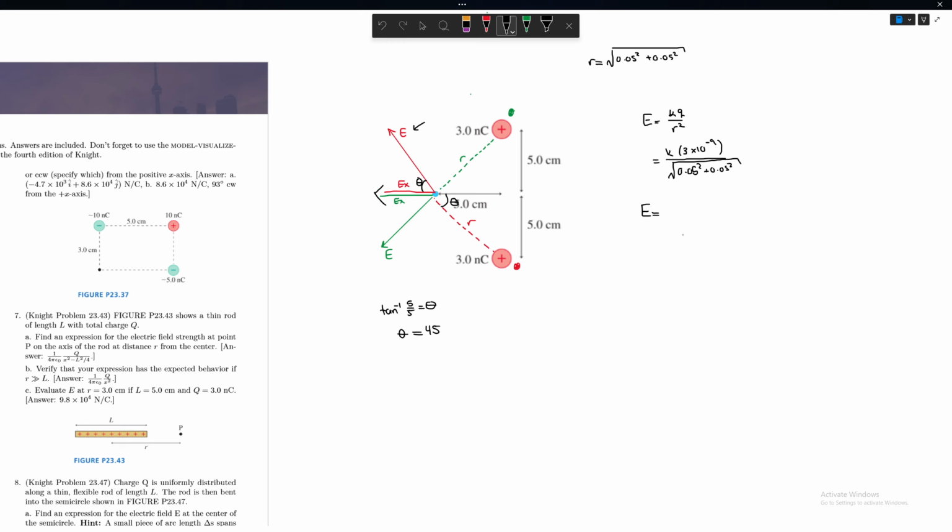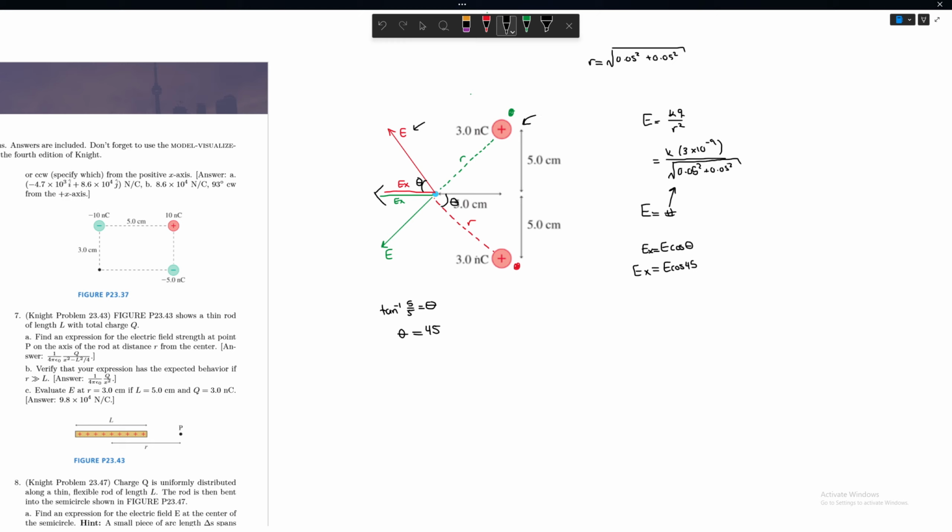Now, how did I get my EX? Obviously, my E is some number that I'm going to get from here. Then my EX equals E cos theta, just like we did earlier, because this is my angle, adjacent is EX, hypotenuse is E, rearranging, cos theta equals EX over E. So you take this number and you plug in your 45, so this becomes your E cos 45. That gives you EX, but that's only for one charge.